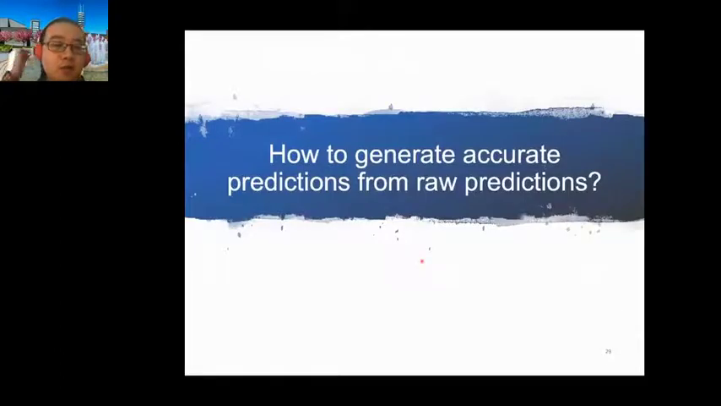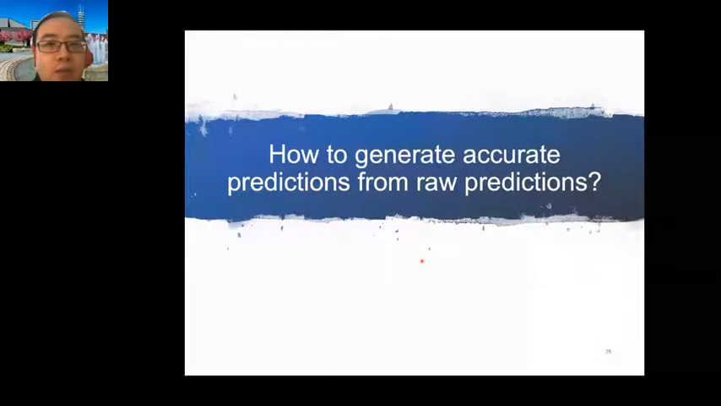So now we have finished the question about how we can incentivize high quality predictions. And now let's consider the problem of how to generate accurate predictions from raw predictions.